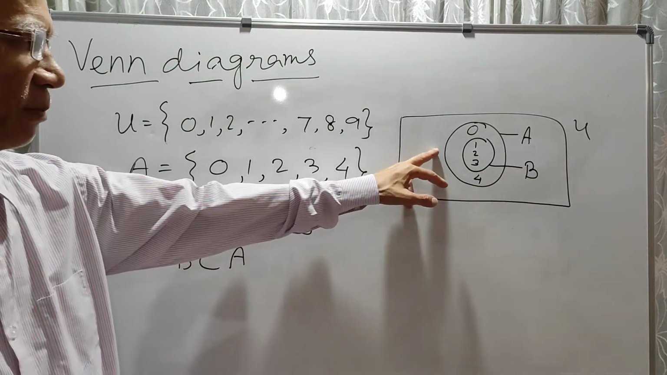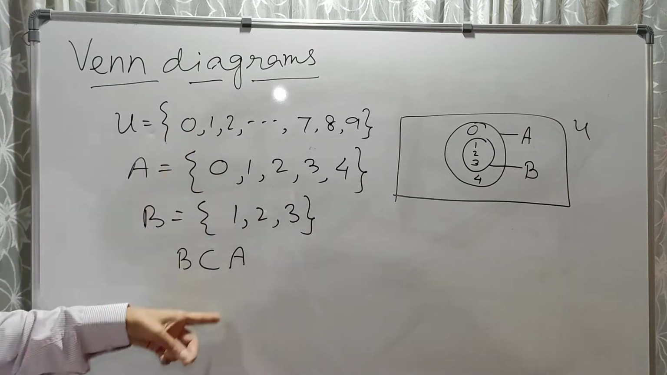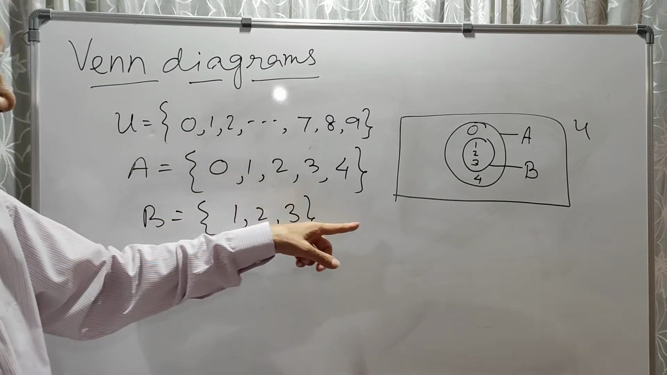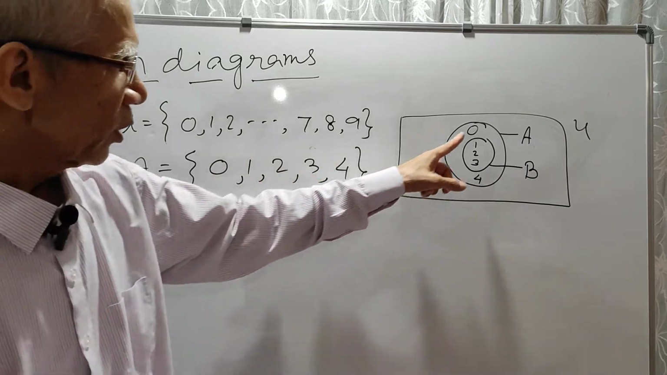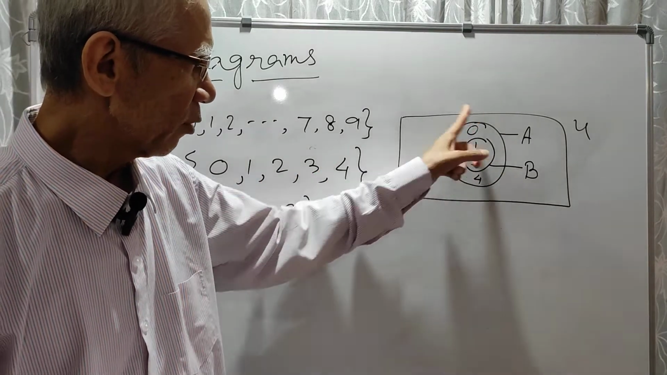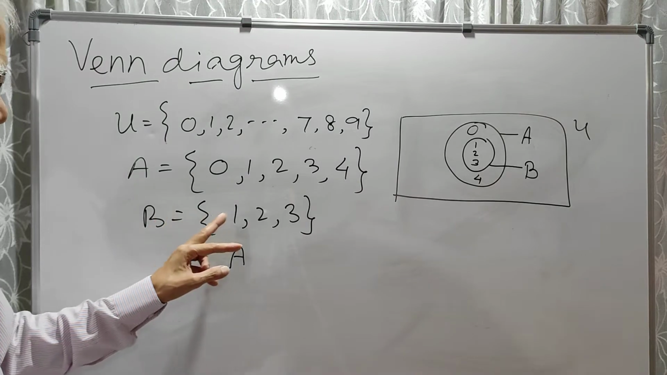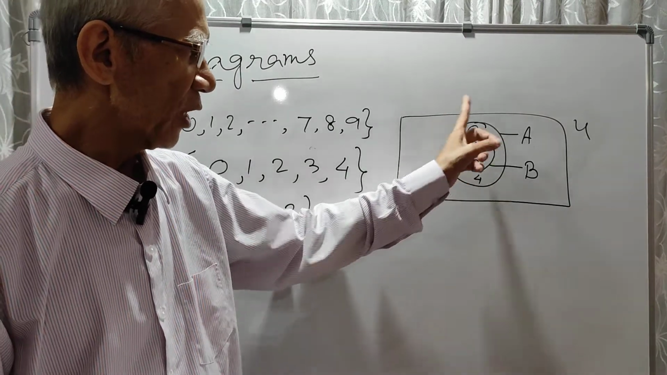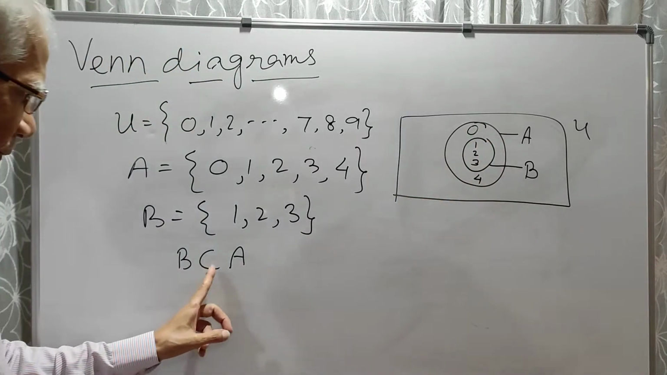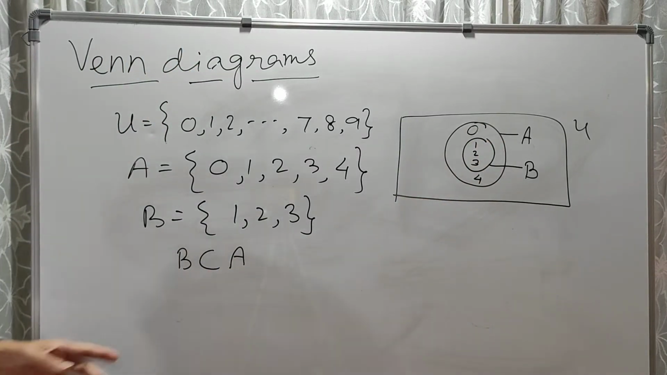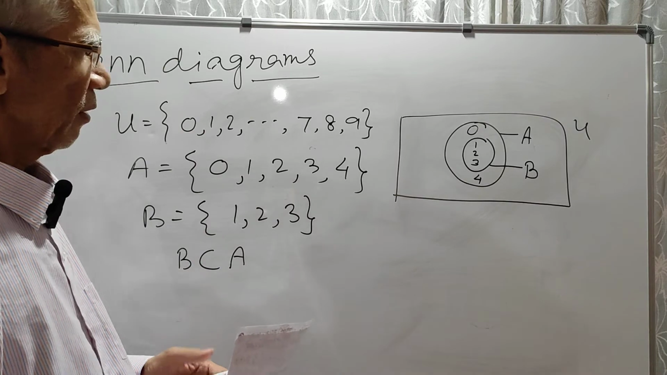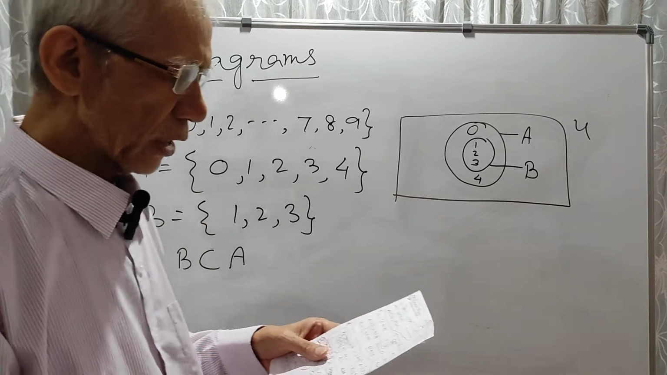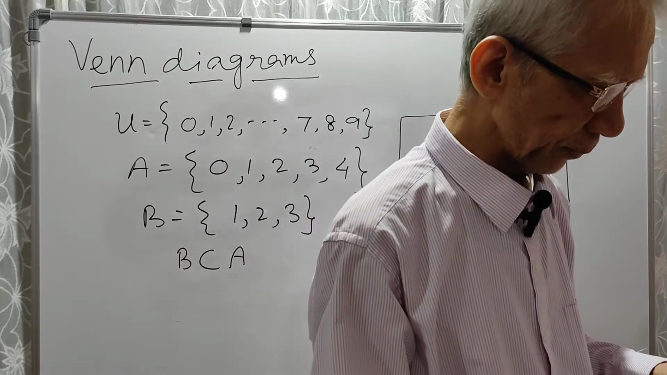So this is the Venn diagram of these three sets. U is a universal set, and then A has 0, 1, 2, 3, 4, that is included in A, and B includes 1, 2, 3. So B is completely inside A. That means B is a subset of A. All right. So these are different sets, and you are supposed to know how to draw the Venn diagrams.